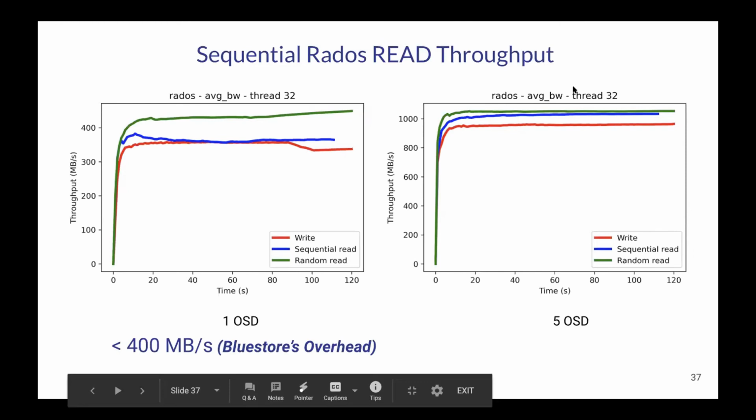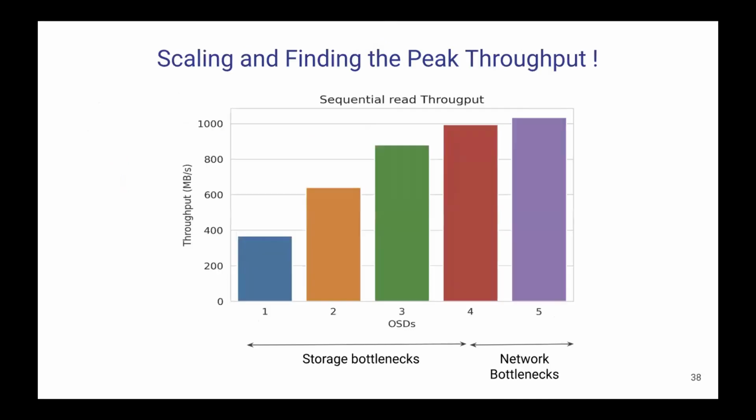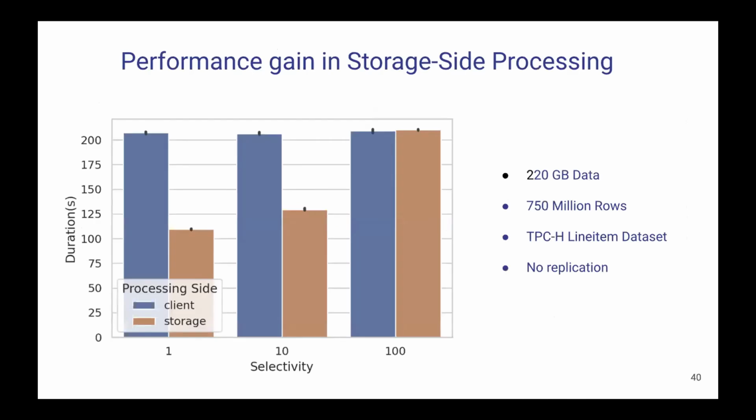That less than 400 megabytes per second was assumed due to BlueStore's overhead. Then we scaled out the Ceph cluster from 1 to 5 OSDs, and we observed the bottleneck shifting from storage to the network. And then we deployed SkyhookDM, updated the Ceph cluster to SkyhookDM, and ran benchmarks on 220 gigabytes of data with 750 million rows. And we observed huge improvements in query performance from pushing down operations to the storage for the 1 and 10% queries, which is what we intended to have.